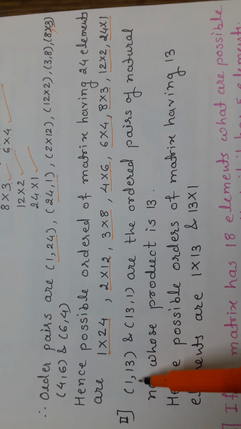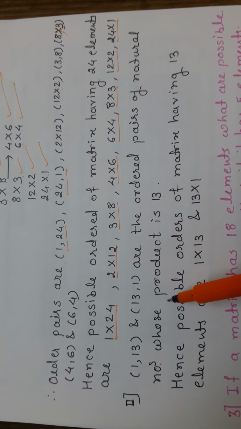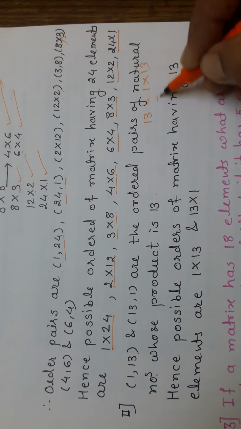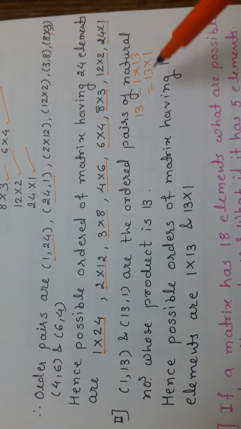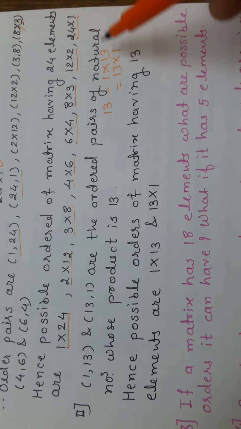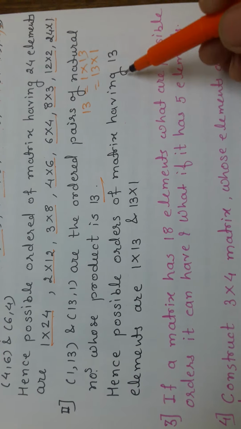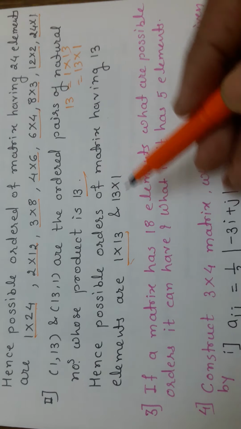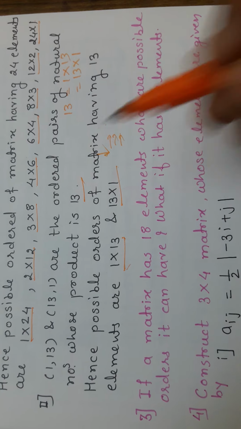Likewise, they had asked the second question, what if it has 13 elements? Now 13 elements, so we will find the factors of 13. 13 can be written as 1 into 13 and 13 into 1 because it's a prime number. It has only 2 factors, that is 1 and 13. So 1 comma 13 and 13 comma 1 are the ordered pairs of natural numbers whose product is 13. Hence possible orders of a matrix having 13 elements are 1 cross 13, means 1 row 13 columns, and 13 cross 1, means 13 rows and only 1 column.